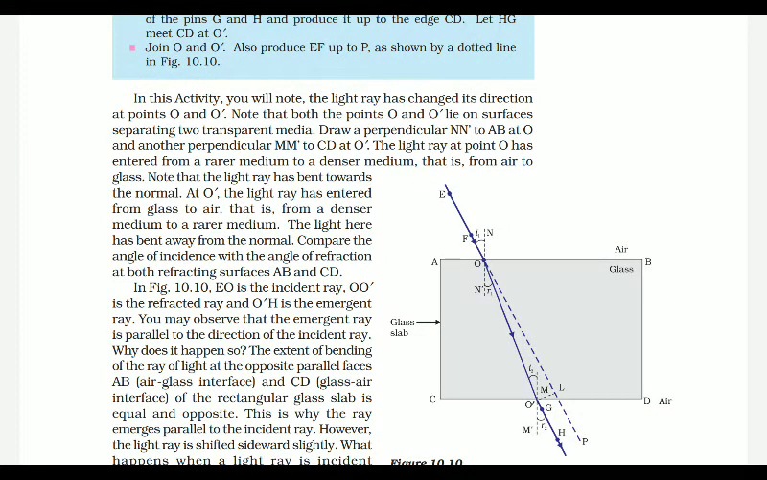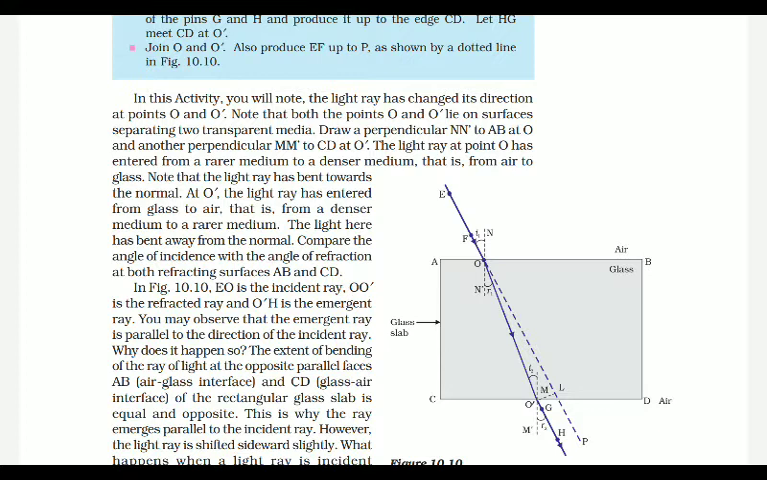Now in this activity you will notice that the light ray has changed its direction from point O to O dash. Note that both these points O and O dash lie on the surfaces separating two transparent media. Draw a perpendicular NN dash to AB at O and another perpendicular MM dash to CD at O dash. The light ray at point O has entered from a rarer medium to a denser medium, that is, from air to glass.